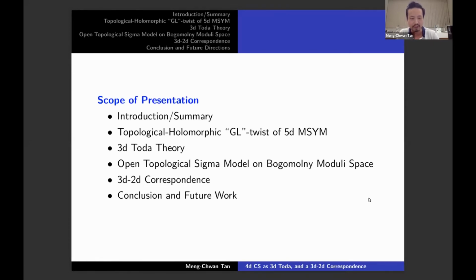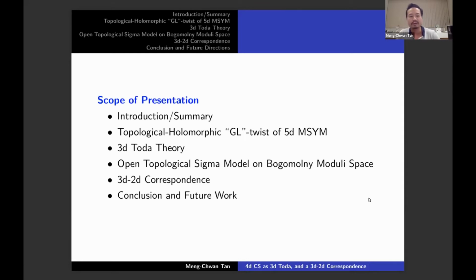of the presentation. And then I will talk about this 3D Toda theory. This is a 3-dimensional analog of 2-dimensional Toda theory that we know so well, the usual 2-dimensional Toda theory, which gives us a W algebra symmetry and representations of W algebra symmetry. But in this case, we have a 3-dimensional Toda theory. Where this Toda theory comes from is that it's the boundary theory of 4D Chern-Simons, which we embed into this 5-dimensional topological holomorphic maximally supersymmetric Yang-Mills.